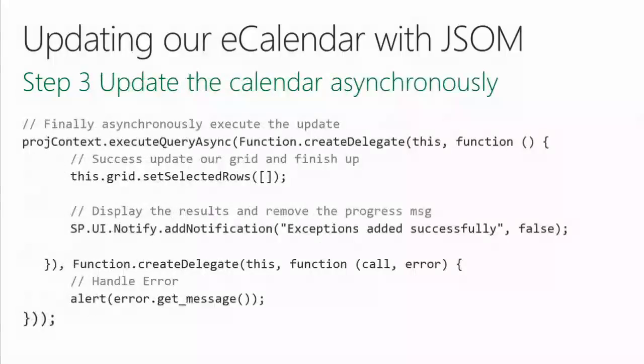Okay. Last but certainly not least. Up till now, remember, we haven't done anything. The server doesn't know about what we want. What we need to do in order to make this all happen is do this execute query async. Exactly the same as what we saw with the cross-domain library script before, except that we handle the success obviously different. So we're going to clear the grid, add some notifications, and so on. Cool. Okay, let's see it happen.